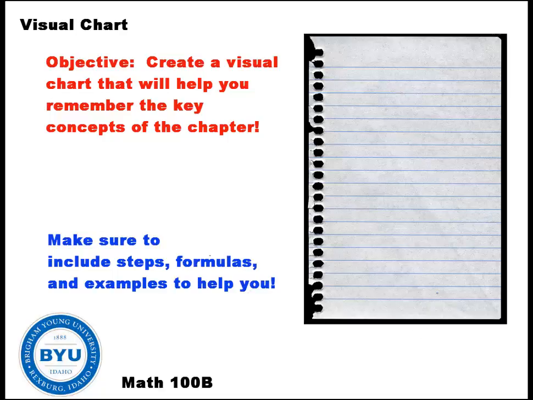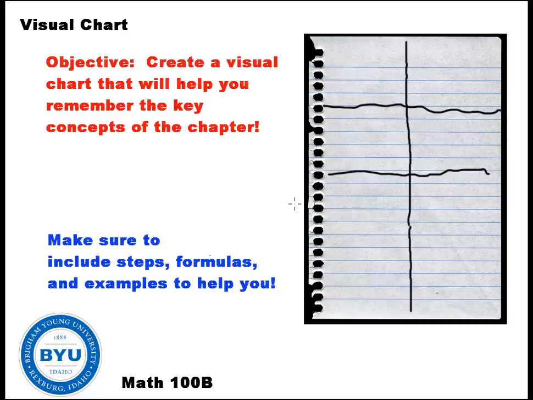Visual charts can be created two ways. First of all, you can just rip out a sheet of paper. Or you can do this digitally if you want to use Microsoft Word or something like that and create it on the computer. That would work as well. What we want you to do is divide the piece of paper up into however many sections there were in the chapter. So I'm dividing this into 8 sections. Let's say that there was chapter 1.1 and 1.2 and 1.3. And we want you to label each of the boxes for each section that there was in the chapter.